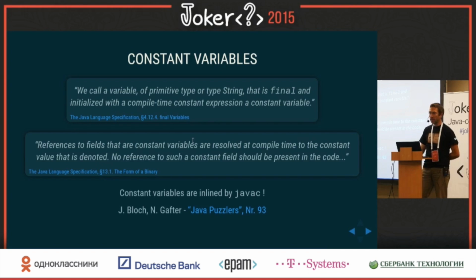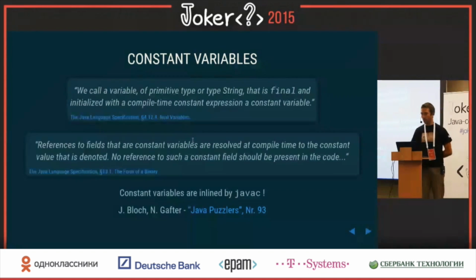And why is this here? Here are the references from the Java language specification. So a variable of primitive type or type String that is final and initialized with a compile time constant expression is a constant variable. And references to fields that are constant variables are resolved at compile time, and no references to such fields should be present in the code. So this is exactly what happened. This was also the content of Java Puzzler 93 by Joshua Bloch and Neal Gafter, and you can find a lot of blogs about it.